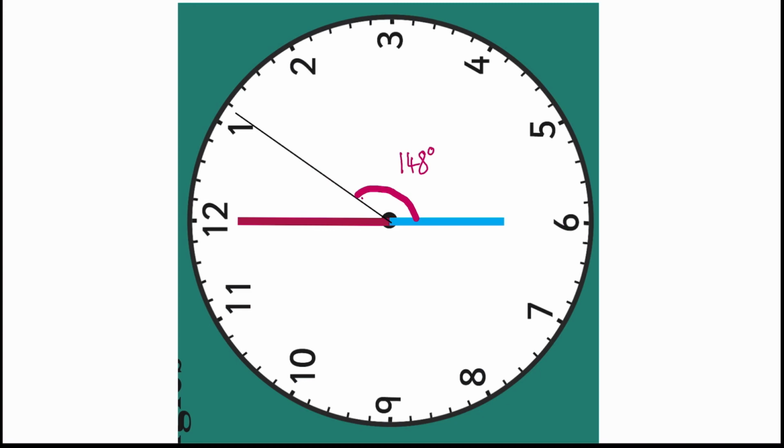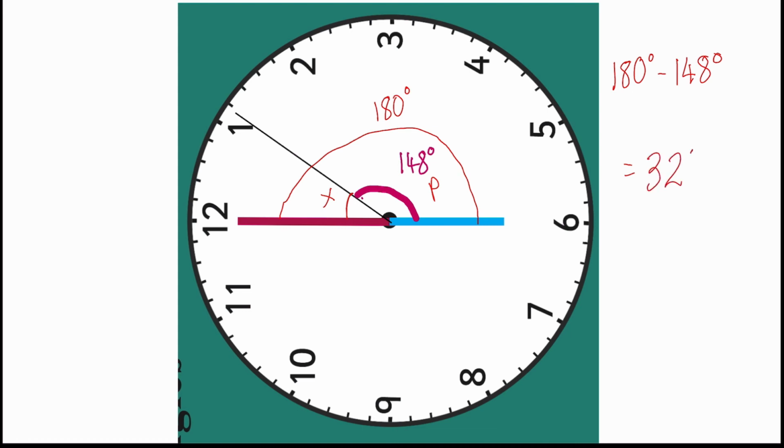Now here's another example. This time, this is angle X and this is angle P. And we know angle P is 148 degrees. We know our total angle is 180. So angle X and angle P together equal 180 degrees. So to work out what angle X is, we're going to take 180 degrees and take away 148 degrees. Can you work out what that would be? What's 180 degrees take away 148 degrees? Perfect, it's 32 degrees.